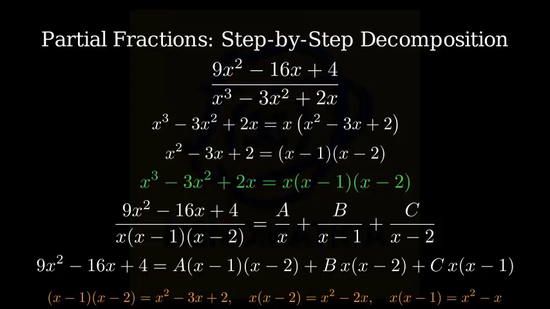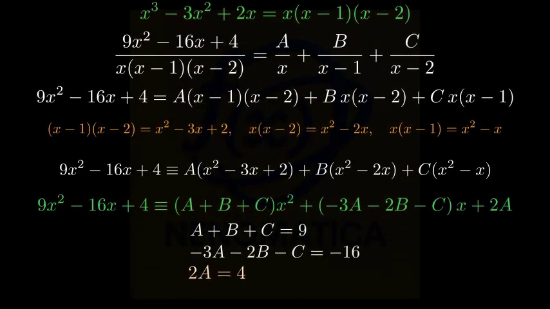Step 4. Expand the right-hand side and collect like terms. Replace each product with its expanded form, then group powers of x squared, x, and the constant term. Here is the collected result. Step 5. Equate coefficients for matching powers of x.